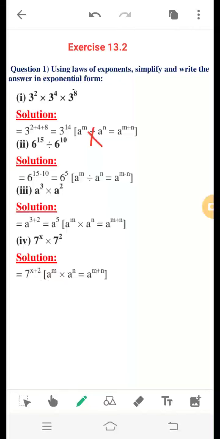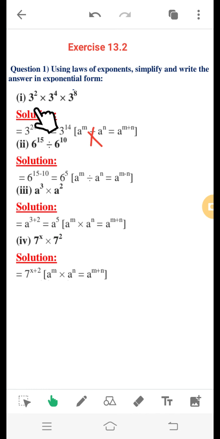Standard 7th, Subject Maths, Chapter 13, Exponents and Powers, Exercise 13.2. Question 1. Using laws of exponent, simplify and write the answer in exponential form.